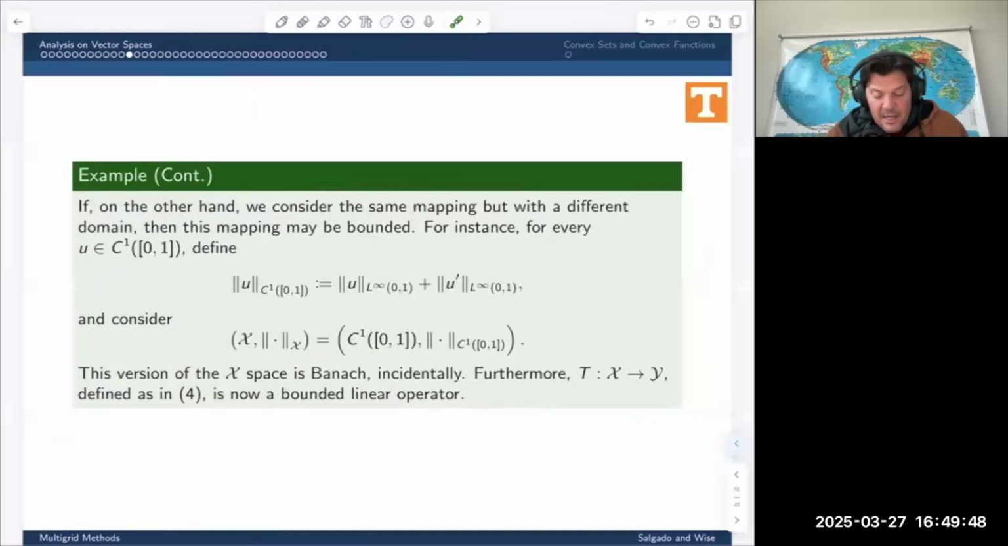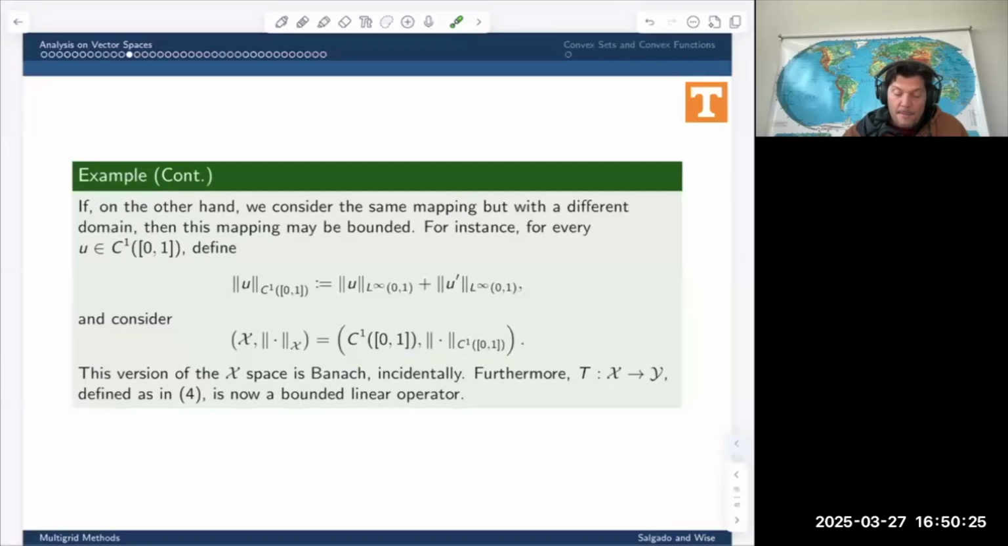Now, if on the other hand, we consider the same mapping, but with a different domain, then this mapping may be bounded. For example, let's define for every u in C1 the so-called C1 norm. That's going to be comprised of the L infinity norm of u and the L infinity norm of u prime. So is this a good norm? It turns out with this norm, this space is a Banach space. I'm not proving that, but I'm claiming it is true.